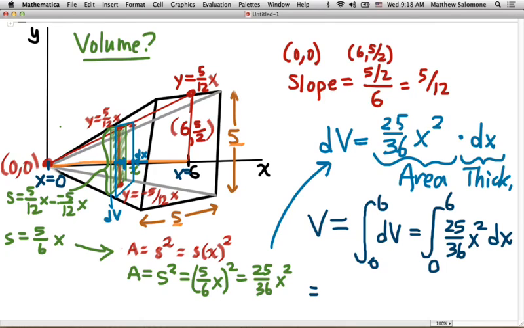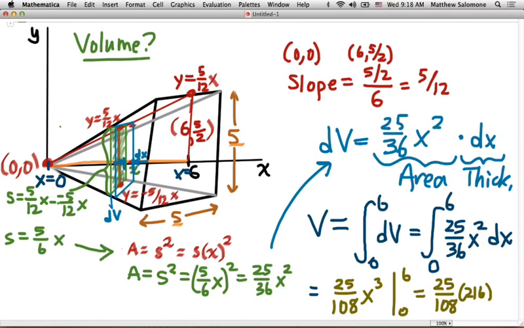Give me an antiderivative for 25 over 36 x squared. Sure. Increase the exponent, and then divide by the new exponent, which is 3. Okay. That gives me 25 over 108. Evaluate that from 0 to 6. At 6, we end up with 25 times 6 cubed. Anyone know 6 cubed off the top of their head? 216. Excellent. Times 216. But then at 0, this just disappears, and we get this fraction.